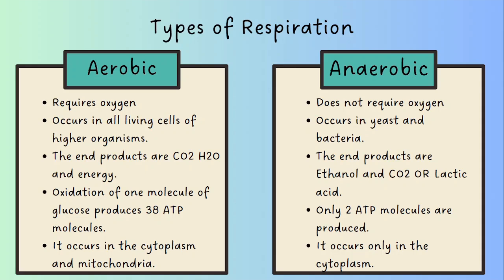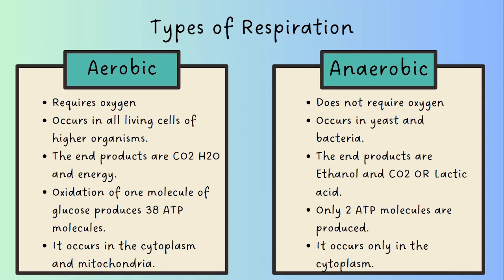After the complete oxidation, what happens? One molecule of glucose produces how many ATP? 38 ATP molecules in total. And aerobic respiration occurs in cytoplasm and mitochondria, right?